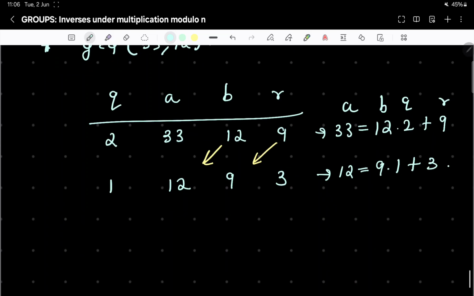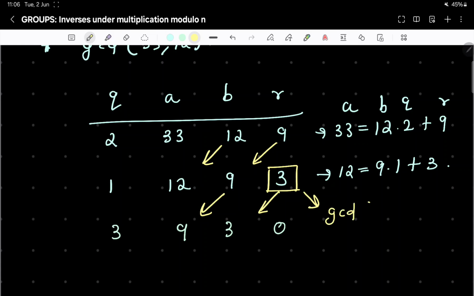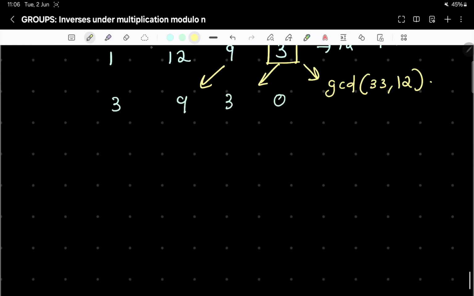Okay, you don't have to write the right hand side, not necessarily. Now positions change. 9 goes to this position, 3 goes to this position. So 9, 3. In this case 3 divides 9, so the remainder is 0. It divides 3 times. So the remainder before that 0 is your GCD. So what is the GCD? This is the GCD of 33 and 12, which is 3. Two more examples I will do, then you will understand.